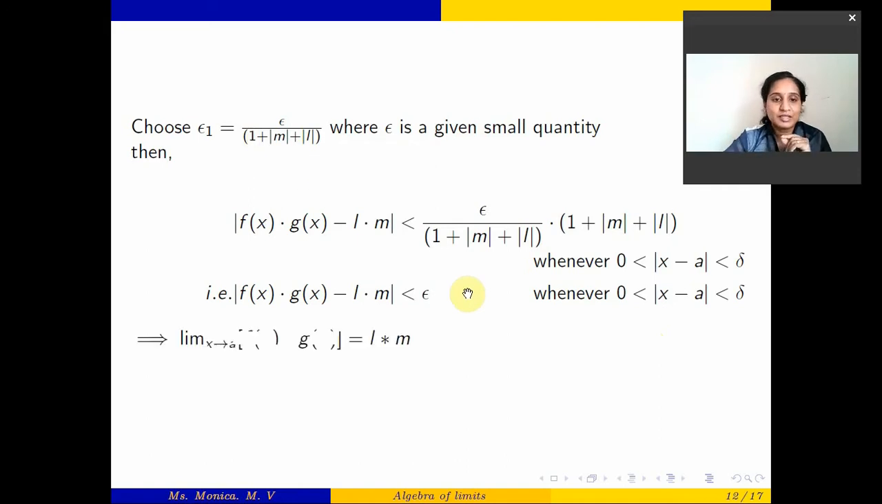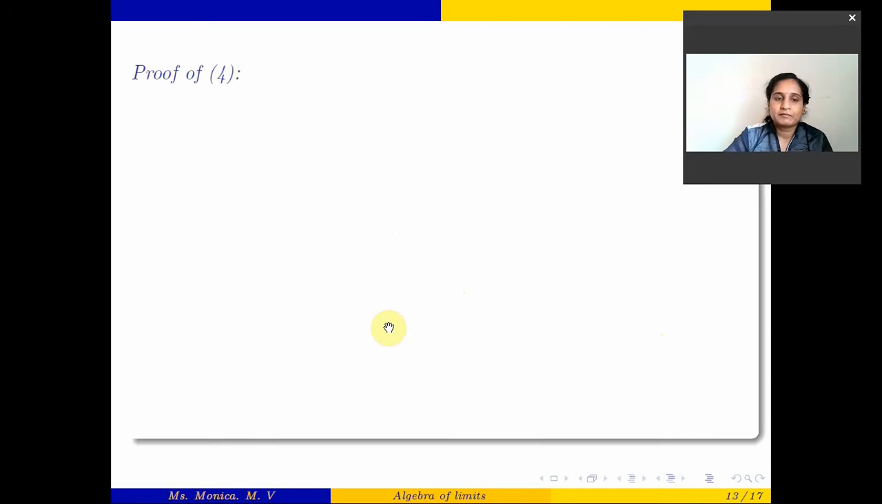So what is the ultimate thing I have? Limit x tending to a, f of x into g of x is equal to L into m. This is by definition. Now we are going to the proof of 4. What is 4? Limit x tending to a, f of x by g of x is equal to L by m. That is what we are doing now.